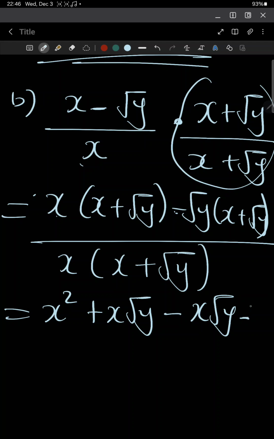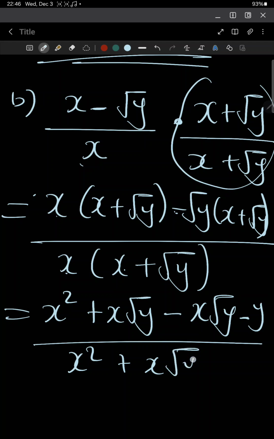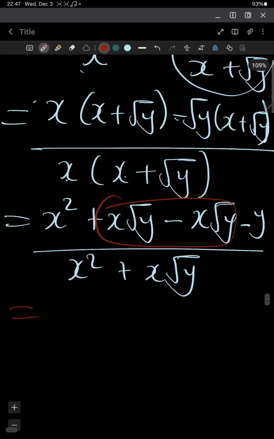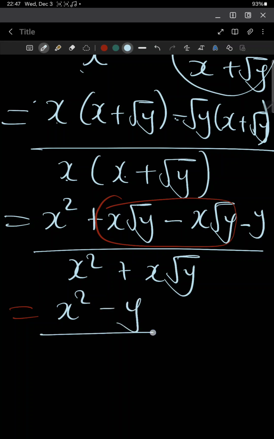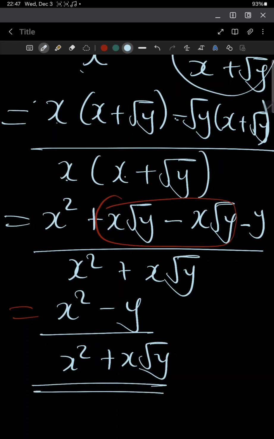Negative times positive, negative, here to be y, divide by, this times that, it is x squared plus x square root of y. Don't rush into cancelling this. First of all, observe this. What is this? This is 0. So after doing that, it will be x squared minus y divided by x squared plus x square root of y. So this is our final answer. So this is how we can rationalize the numerator.